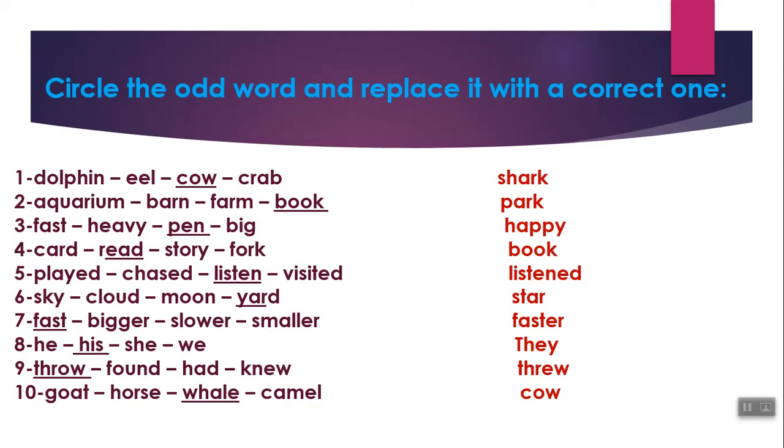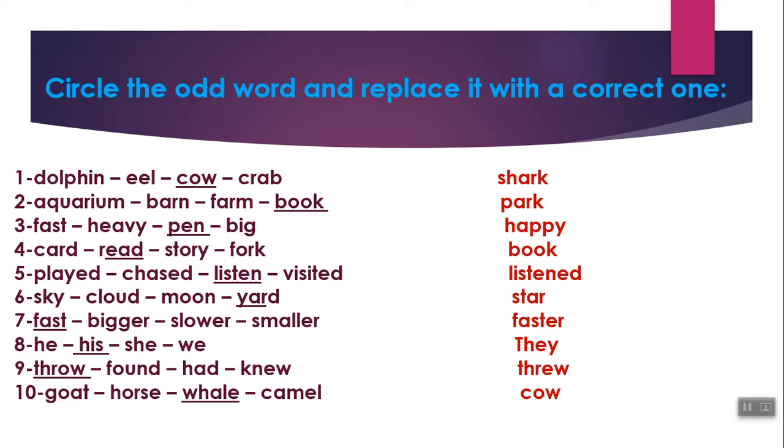Okay, exercise 2. Circle the odd word and replace it with the correct one. Number 1, dolphin, eel, cow, crab. Dolphin, eel, crab, they are marine animals, and the different animal here is cow, so I'm gonna replace it with shark. Number 2, aquarium, barn, farm, book. Here, aquarium, barn, farm are places, book is a noun, so I'm gonna replace it with a park.